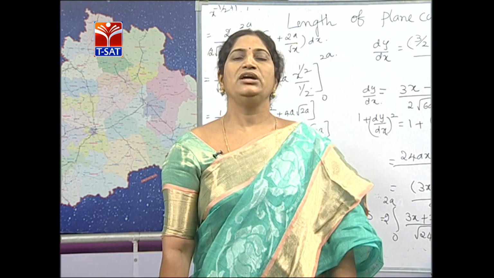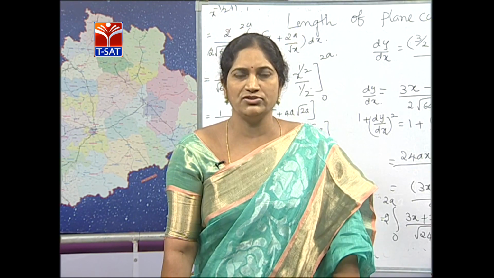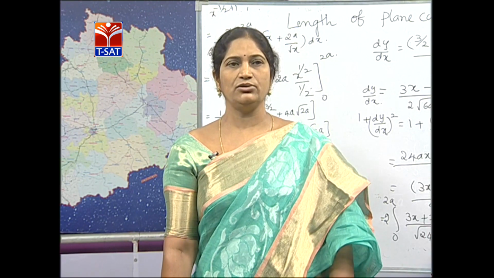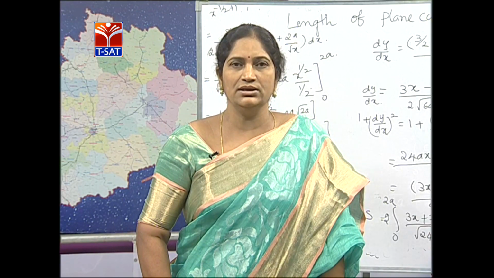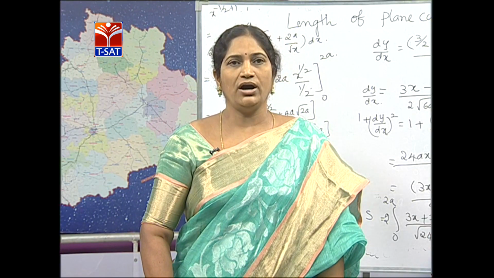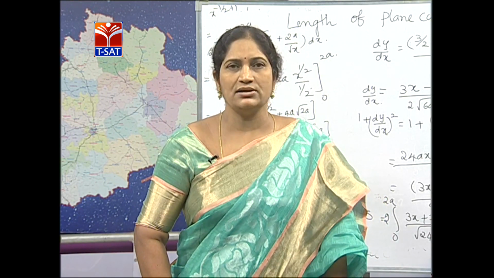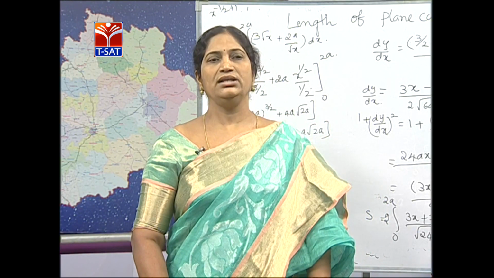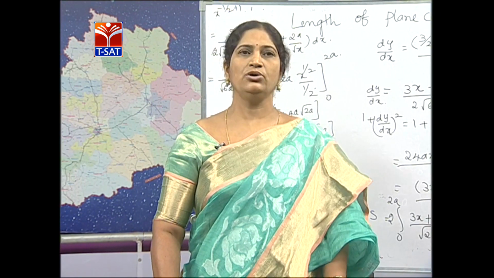And if the curve is given in polar form, that is r is equal to f of theta or theta is equal to g of r, then the formula is integral from theta 1 to theta 2 of under root of r square plus (dr by d theta) whole square into d theta, or under root of 1 plus r square (d theta by dr) whole square into dr. In this way, we can find the lengths of arcs by using integration in the given limits for Cartesian equations, parametric equations and also polar forms.